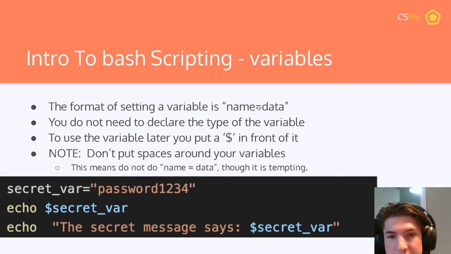The way you set variables is name equals data. To use the variable later, you need to put a $ in front of it. This is very important to remember. Very important. Put a $ before you use it. This also means don't put spaces around the equals sign. Don't do name equals data with spaces like this. It's tempting. Don't do it.